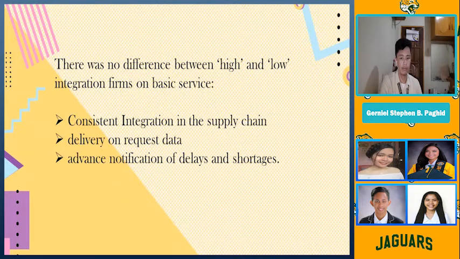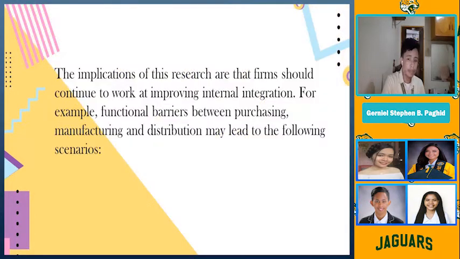as Power for Life. The study of Spanish food manufacturers by Jimenez shows that the highest levels of external integration are achieved by firms which have already achieved the highest level of internal integration between logistics, production, and marketing. The implications of this research are that firms should continue to work at improving internal integration.